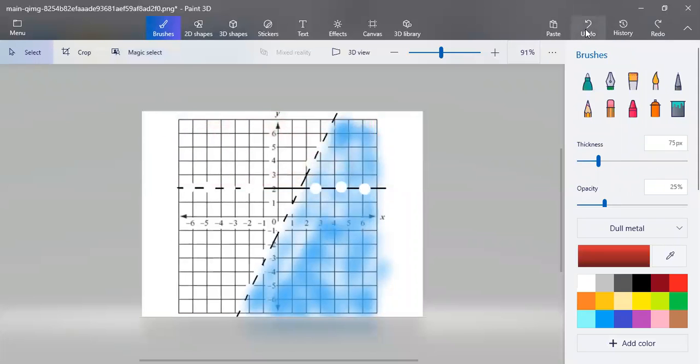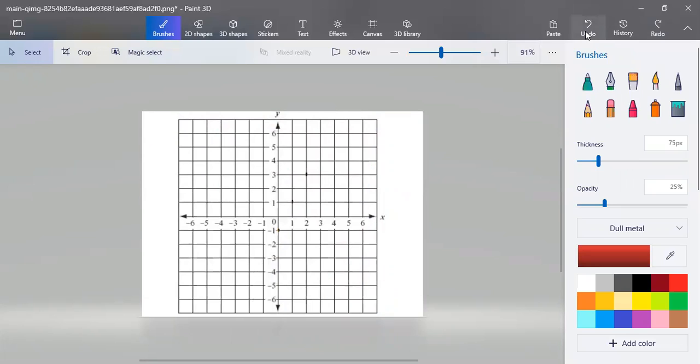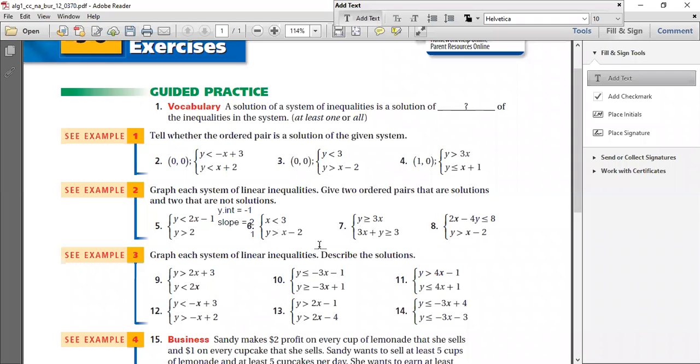Okay, let's graph. So this is the graph again. So let's go back to the questions. Which question should I do for you? Let me do question number 8 for you. Now question number 8, as it is not in y-intercept form, so we have to change it to y-intercept form. So this is not in y-intercept form, see?